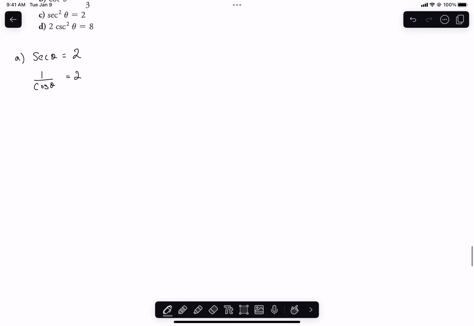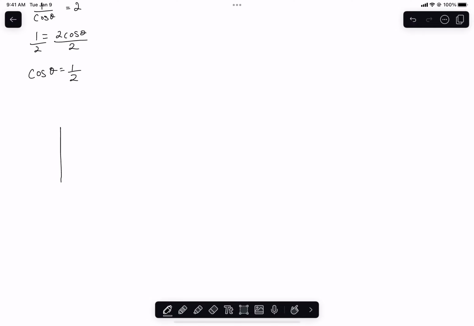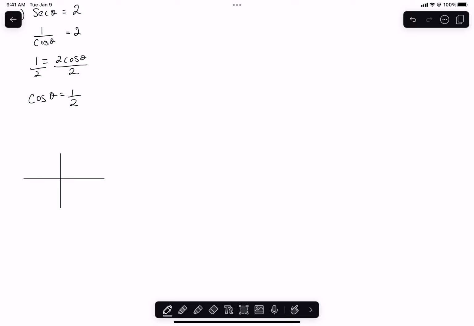So I should see that 1 is going to equal 2 cos theta. I'm going to divide both sides by 2. I'm going to arrive at the fact that cos theta should equal 1/2. So if I draw myself a little picture, I'm interested in where is cosine positive? And so we're applying our CAST rule again. Cosine is positive in the all quadrant, and cosine is going to be positive in the cosine quadrant.